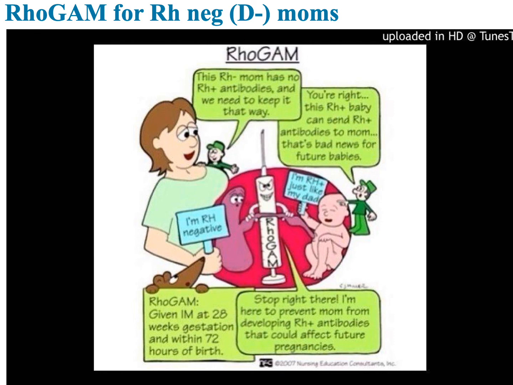Fortunately, you can prevent this. If somebody is Rh negative, they're going to get something called RhoGAM, which is going to prevent her from developing those antibodies. She's going to get 2 injections, one at 28 weeks of gestation and then one shortly after she gives birth, so that she doesn't make those antibodies.